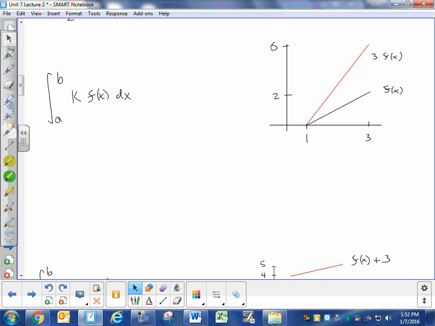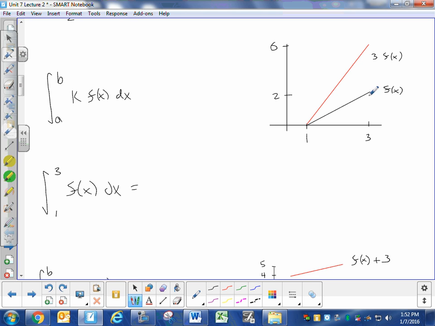So let's first find the area under just f of x from 1 to 3. We'll go from left to right in this case. Okay, we have just a triangle worth of area. The base length is 2. The height is 2. 1/2 times 2 times 2 is just 2. Okay, so good start. Now let's see what the area of 3 times the function is.